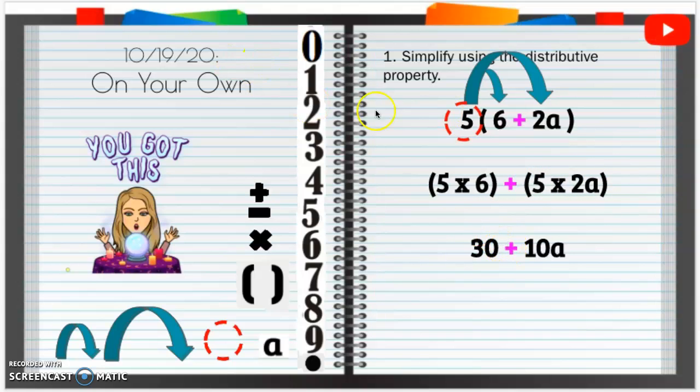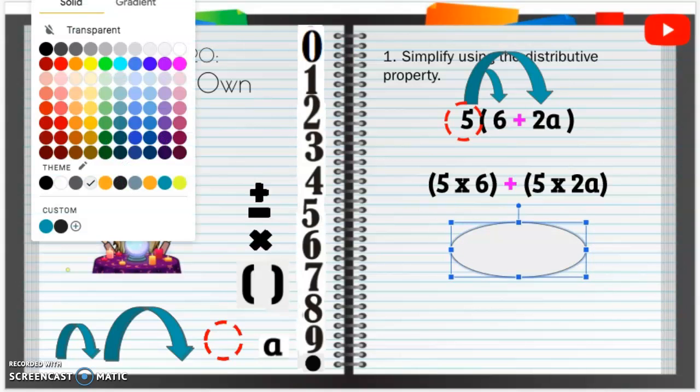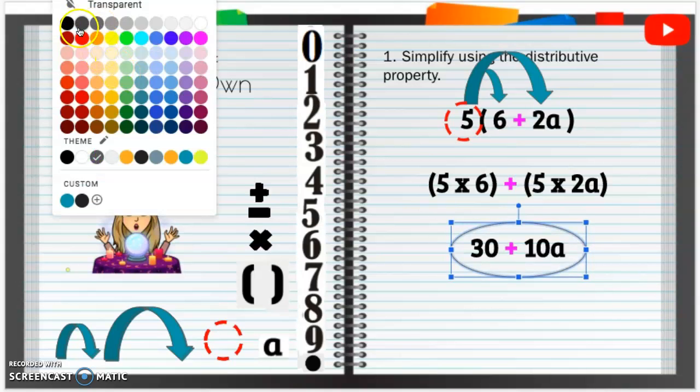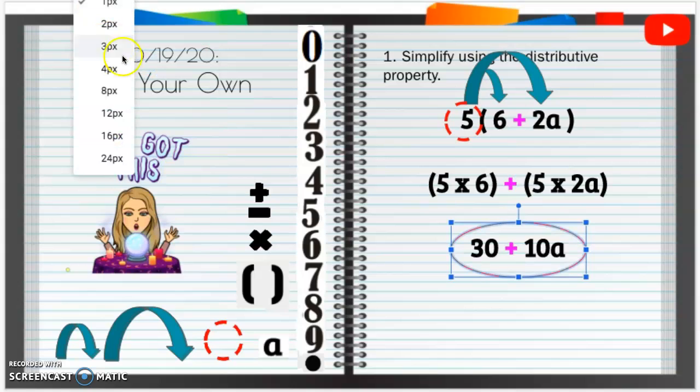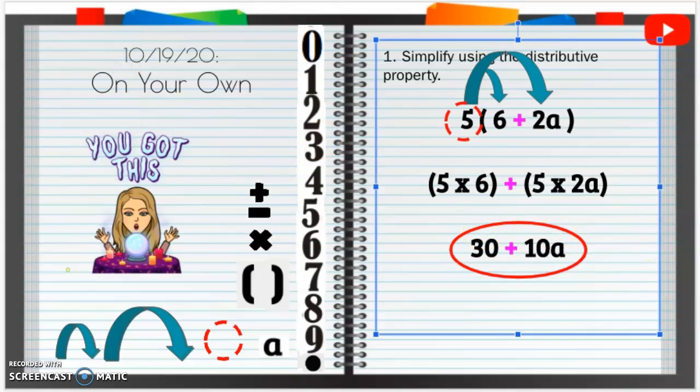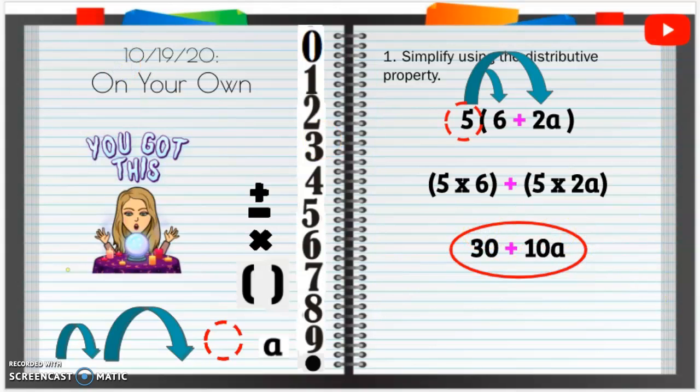So I am going to circle it, and that is it. That's it for our variables here with our distributive property. I'm going to make that transparent. I'm going to make this a red color, and I'm going to make that bigger font because that is our final answer, and you can't go any further.